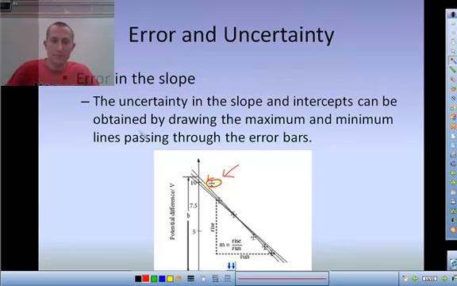And then in the slope, so we have error in our data points, we also have error in our slope. And here we find the maximum and minimum slopes by making slope lines that start at the top of the leftmost point and end at the bottom. And then our minimum, we start down here at the bottom of the error bar and cross through at the top down here. And so that gives us a range for our slopes. It gives us the maximum and minimum possible slopes for our data.